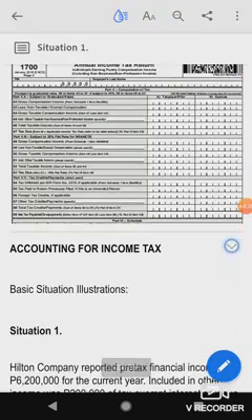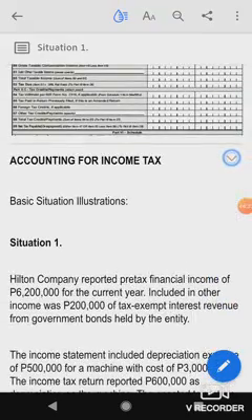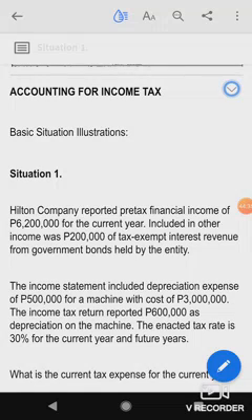So let's go to accounting for income tax. So there are 3 basic situations, actual situations that you might encounter in identifying your tax due and tax payments. So here are examples on how to account or how to calculate for tax dues or tax payments.